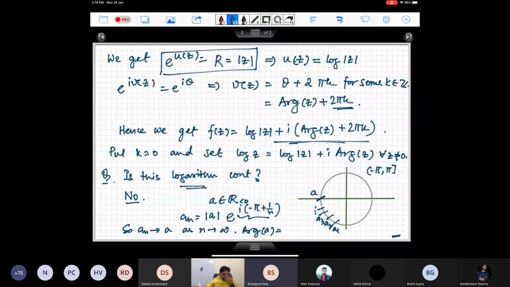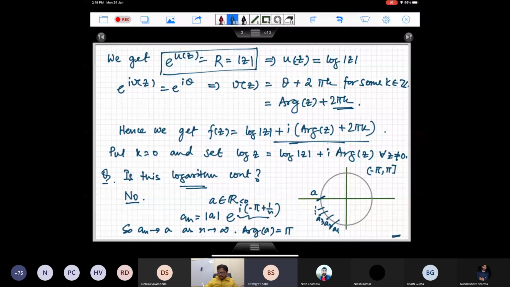Tell me, what is the argument of a? It is pi, because I can, for example, write a as mod a times e to the power i pi. e to the power i pi is also minus 1, right? So a equals mod a times e to the power i pi. So therefore the argument of a is pi.